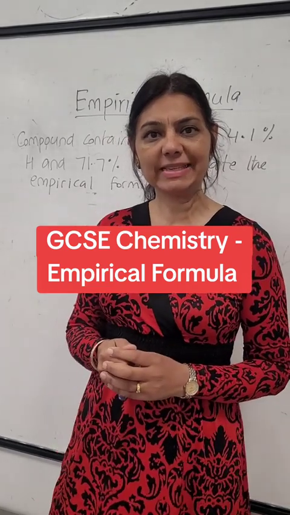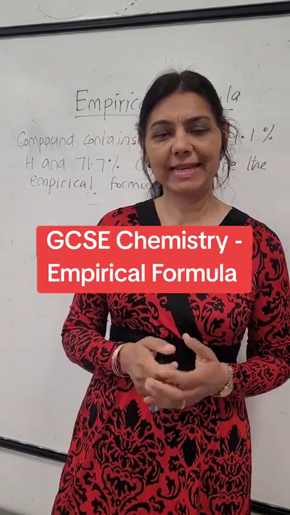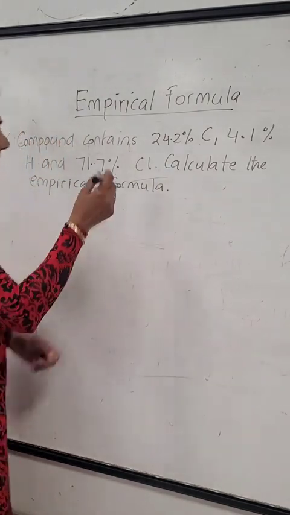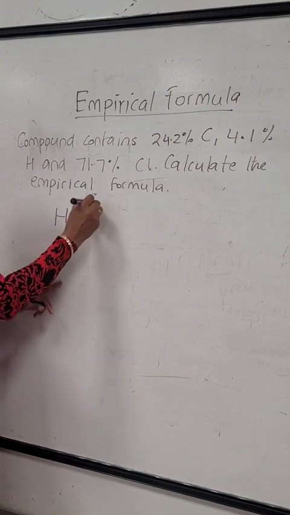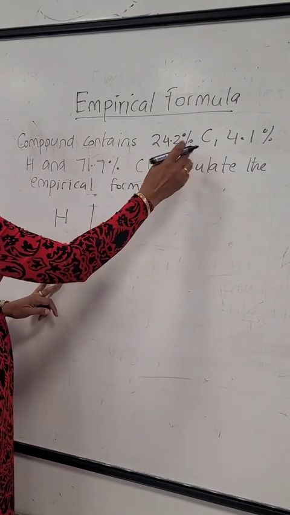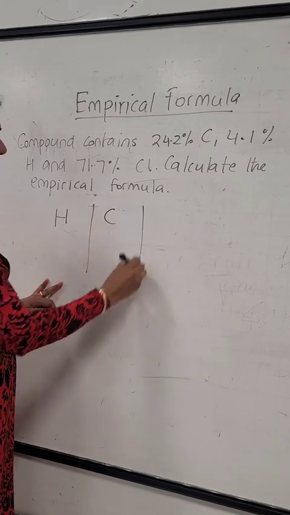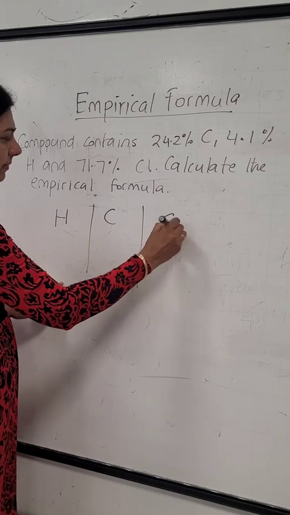That comes up in GCSE, triple C and A level. So the easiest bit is to look at what you've been given. I normally write down the elements and make a table. So I've got carbon there, hydrogen, and I've been given chlorine.